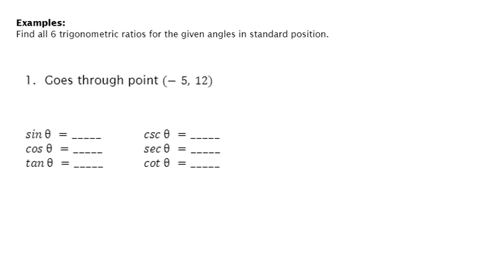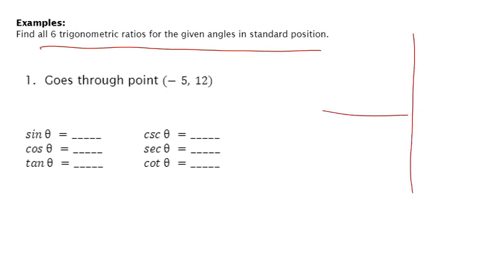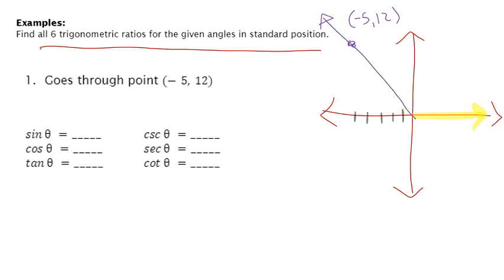All right, so the first one is saying find all 6 trig ratios, and they give you a point that the terminal side is going through. So if I sketch an angle, I know I have my initial side, which is not going to change, which is on that x-axis. If I think of plotting the point negative 5, 12, I'm going to write that point here, so negative 5, 12. It doesn't have to be perfect, it's just a sketch, but we know that that's going to live in quadrant 2, right? That's where this point's living.